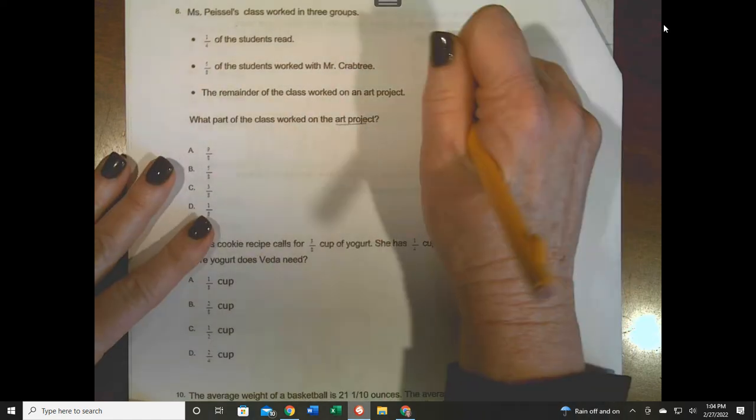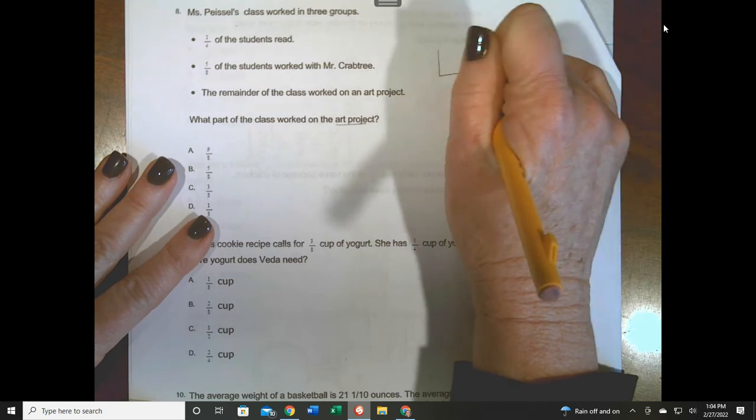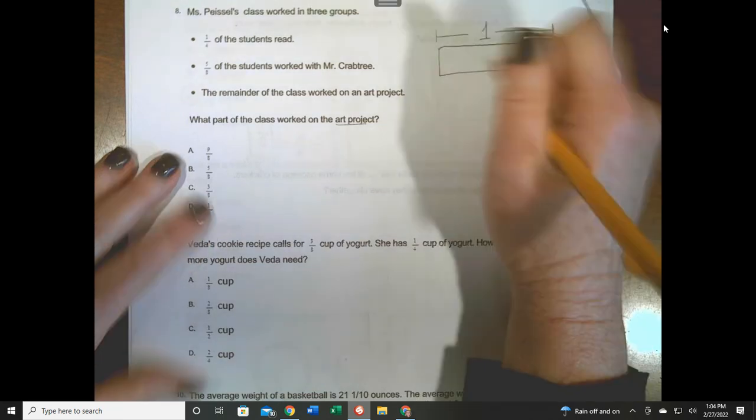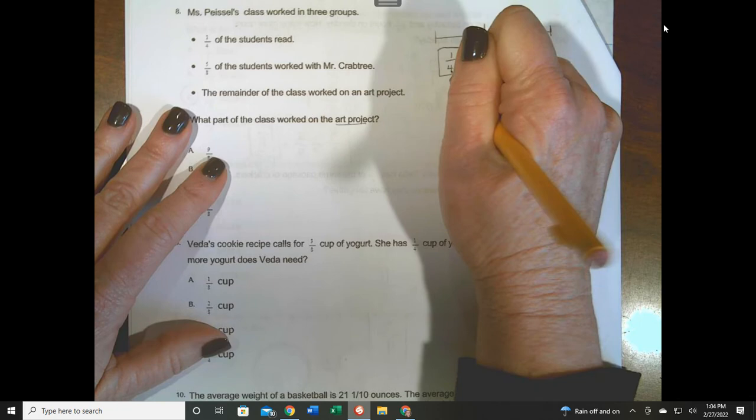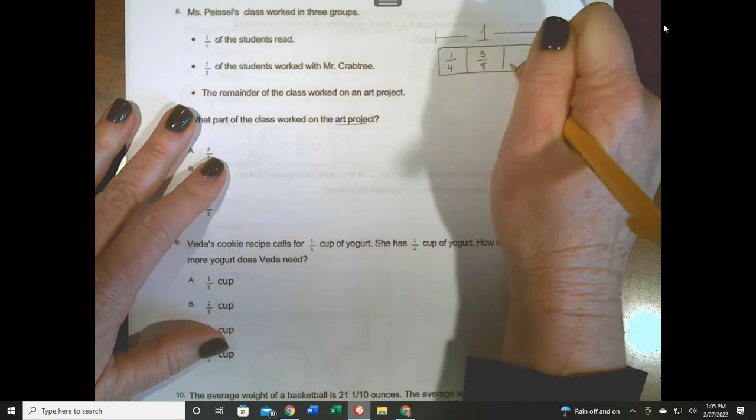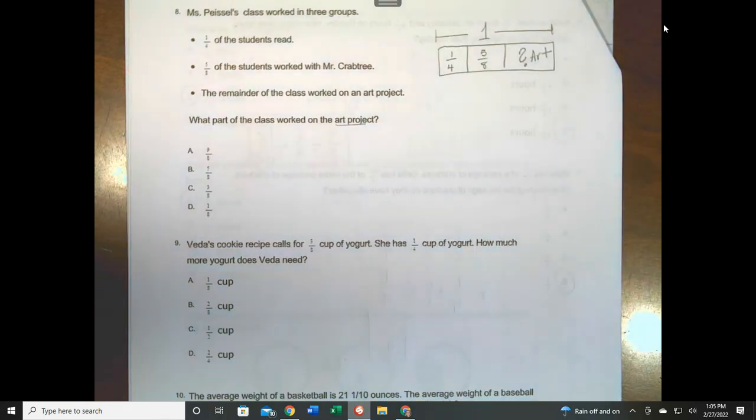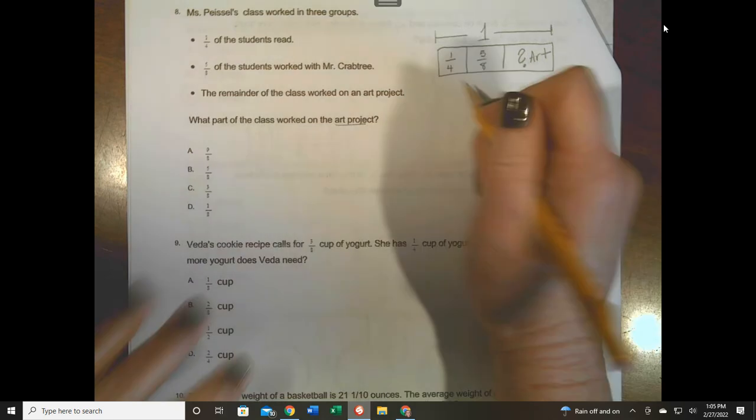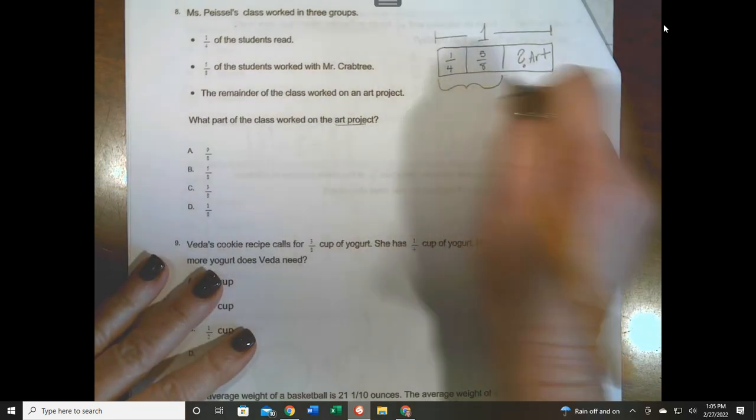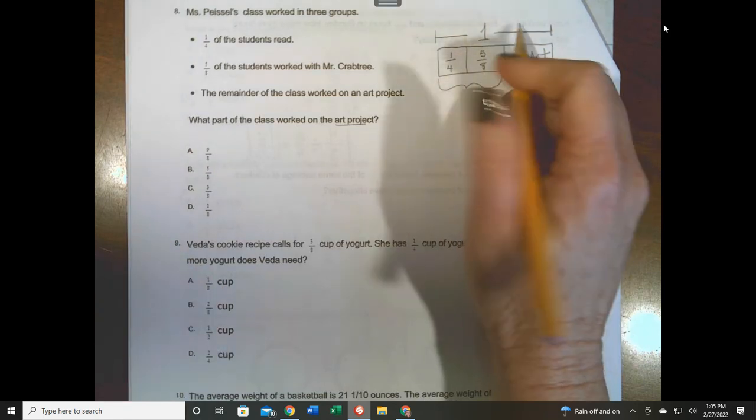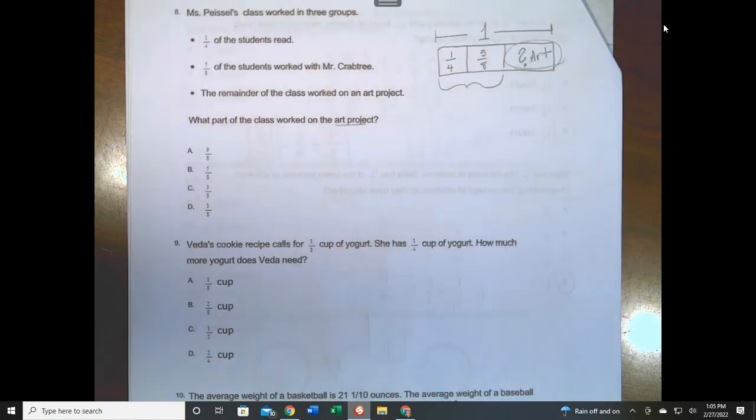All right, so we have 3 groups of students. I love the bar diagrams if I need to make sense of something. So this is Miss Purcell's whole class, one whole class. 1/4 read. 5/8 worked with Mr. Crabtree. So what's missing are the students who worked on the art project. So I can clearly see that this is going to be a 2-step process to find the answer. If I add 1/4 and 5/8, and I find out what fraction of the class were either reading or working with Mr. Crabtree and then subtract it from the whole class, what's left are those students that worked on the art project, which is what I'm asked to find.